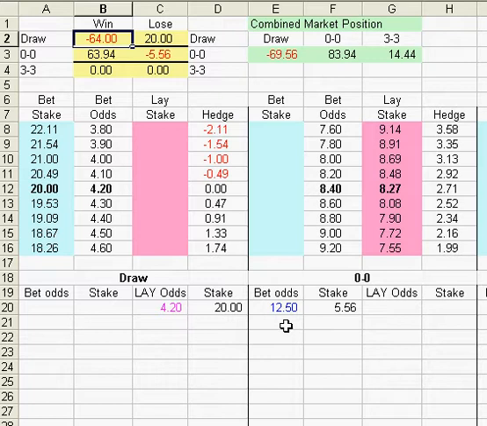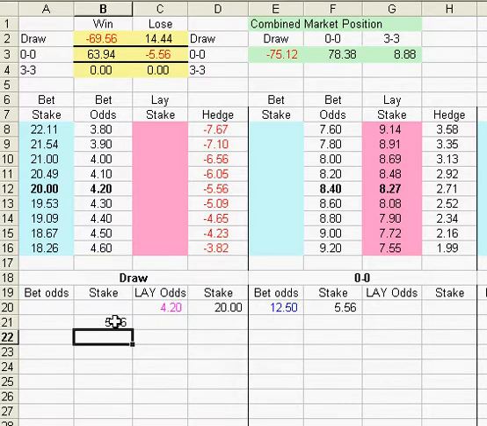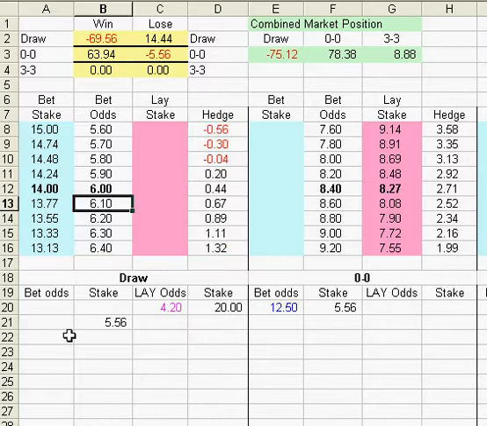Now if a goal is scored, this bet becomes a losing bet, so we need to transfer that stake into this part of the sheet and then carry on trading in this part of the sheet to see what would happen to this lay trade. So we'll put £5.56 in there, and once a goal is scored, hopefully the odds will rise. So we will then put the current odds in there to see what would happen to our trade.